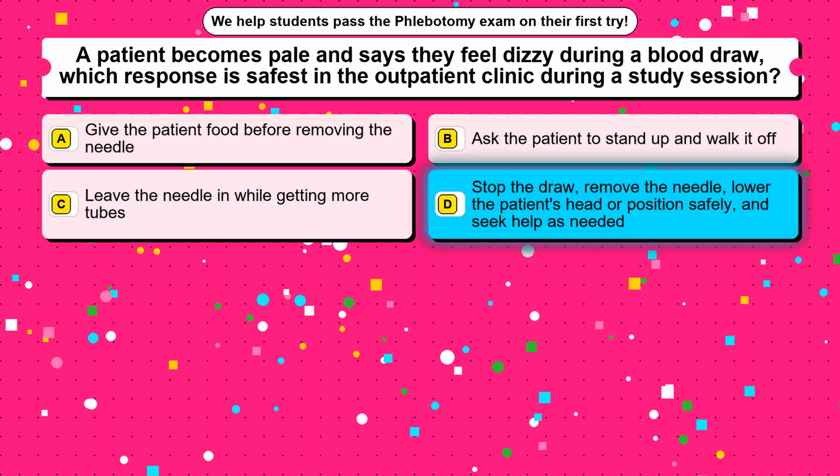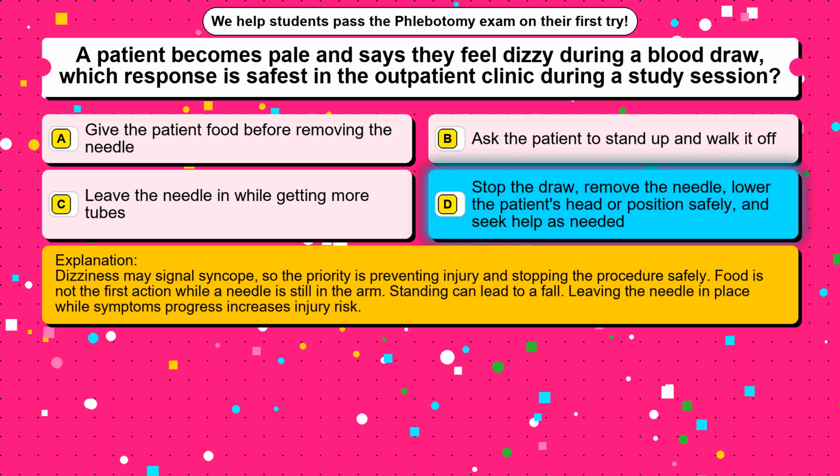The correct answer is option D. Stop the draw, remove the needle, lower the patient's head or position safely, and seek help as needed. Dizziness may signal syncope, so the priority is preventing injury and stopping the procedure safely. Food is not the first action while a needle is still in the arm. Standing can lead to a fall. Leaving the needle in place while symptoms progress increases injury risk.